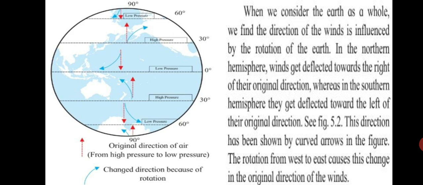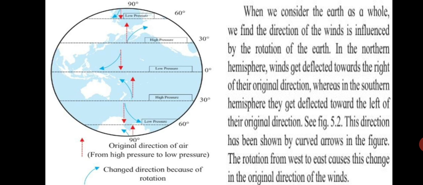They are deflected towards the left of their original direction. See 30 to 60 degree. The winds in the southern hemisphere are marked with red arrow pointing towards the pole. But if you invert and see the direction, you will be able to understand that the winds are deflected towards the left. So no matter where the winds blow, towards the equator or towards the poles, they get deflected towards the right in the northern hemisphere and towards the left in the southern hemisphere.